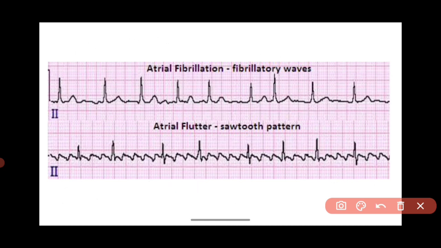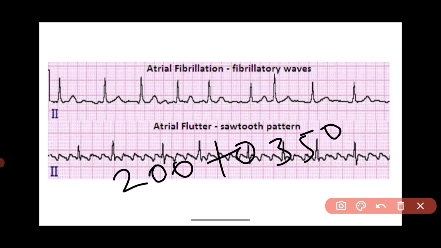Sawtooth pattern waves. The second point you should remember is the rate. The rate in atrial flutter is 200 to 350 beats per minute.